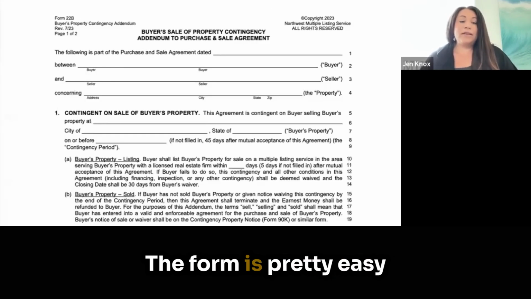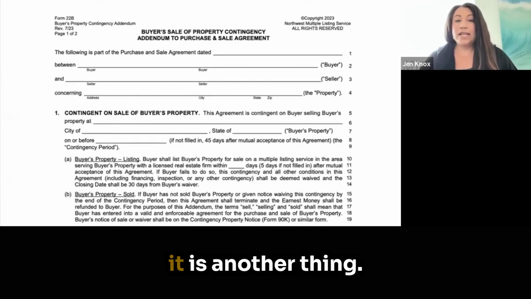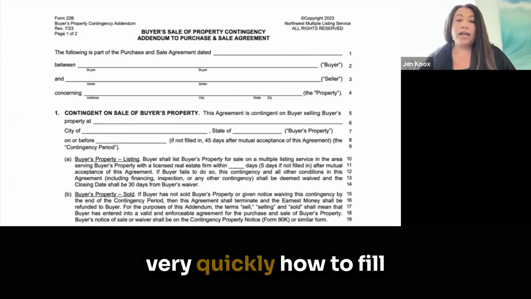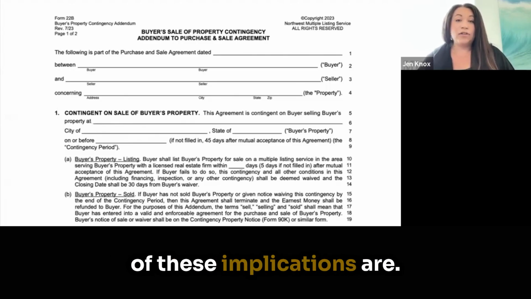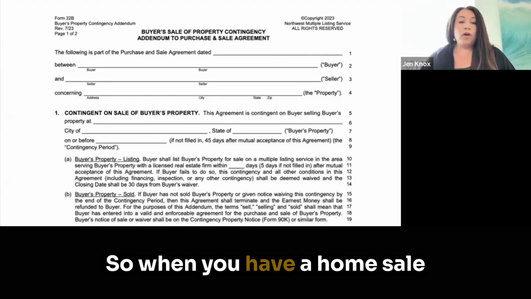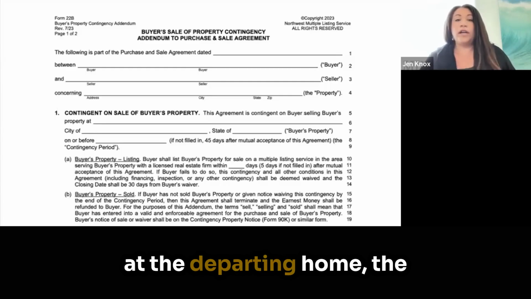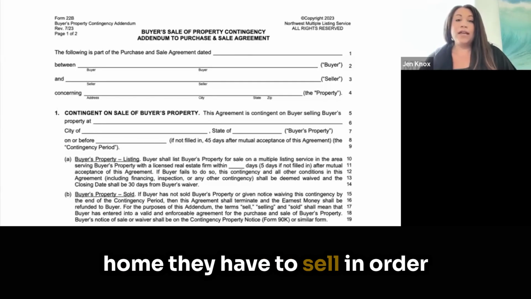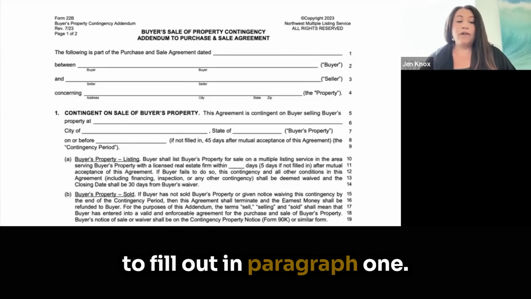The form is pretty easy to fill out in general, but understanding it is another thing. So I'm going to go over very quickly how to fill it out, but also more the understanding of what some of these implications are. So when you have a home sale contingency, they are going to be selling the property at the departing home, the home they have to sell in order to purchase the next one. So that's what you're going to fill out in paragraph 1.